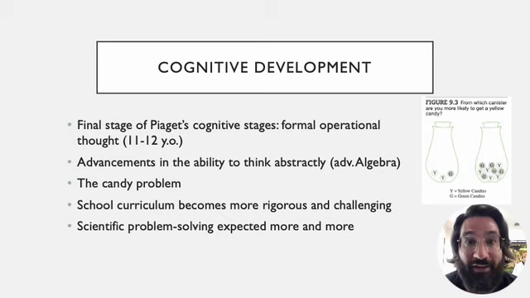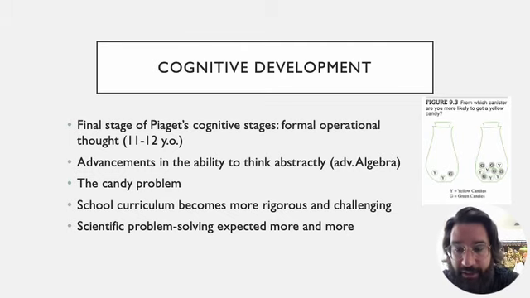So think like advanced algebra, right? It requires a high level of abstract thought. Solving systems of equations, working with multiple variables to solve an algebraic equation, that requires higher and higher levels of abstract thought and thinking. An example of this would be looking at the figure here, figure 9.3 on this slide, the candy problem. From which canister are you more likely to get a yellow candy?